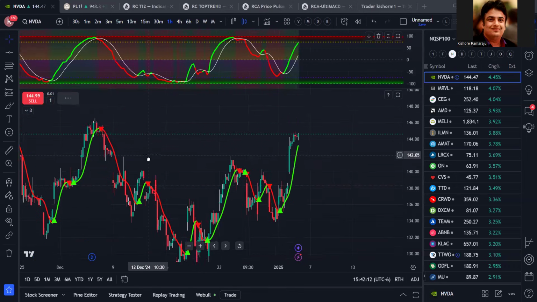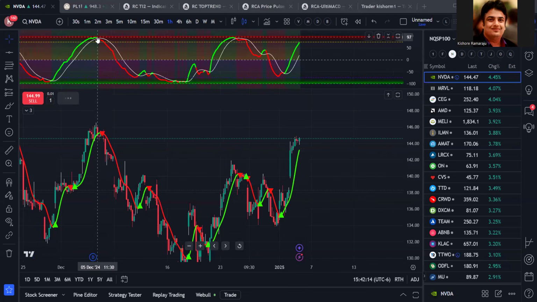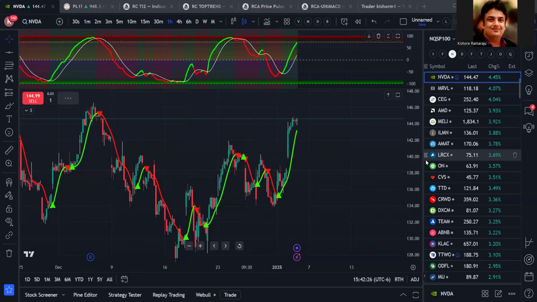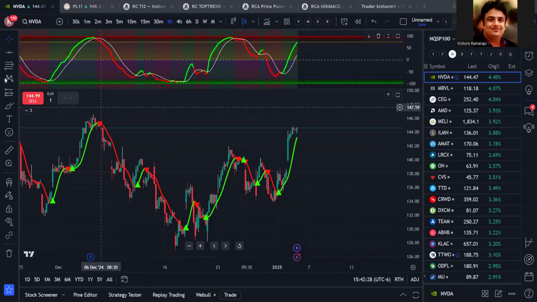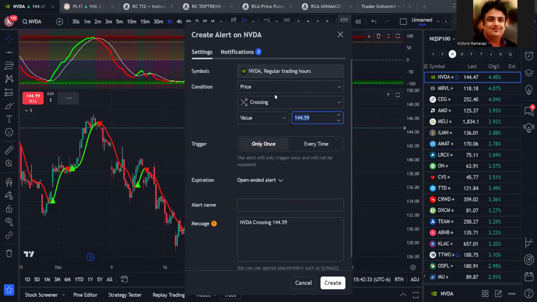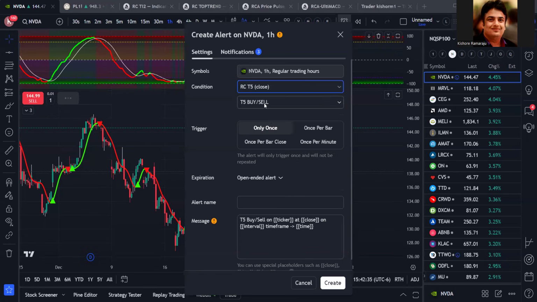Or here, it came all the way to the top, right? Now you got a sell signal from T5. That means there is a high possibility for Nvidia to drop. So like that, you can use the T5 indicator. You can create alerts saying, okay, whenever there is a reversal, that means it came all the way to the bottom and starts moving up, it will tell you that now Nvidia is reversing from bearish to bullish.